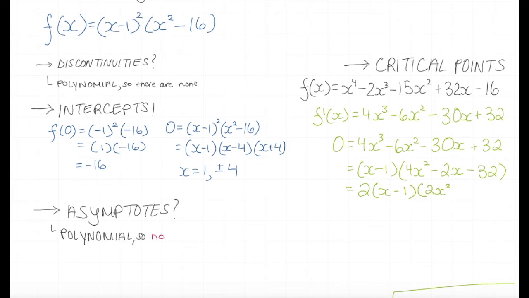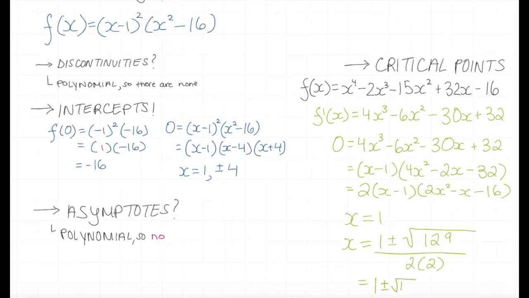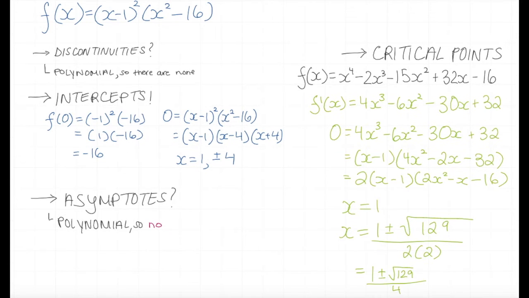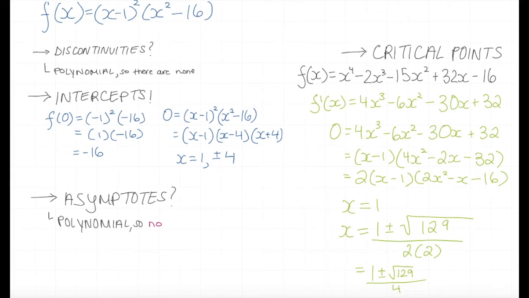We then factor out the 2, and we see that our critical points take place at x equals 1 and x equals 1 plus minus root 129 over 4. We had to use our quadratic formula because our term was unfactorable.